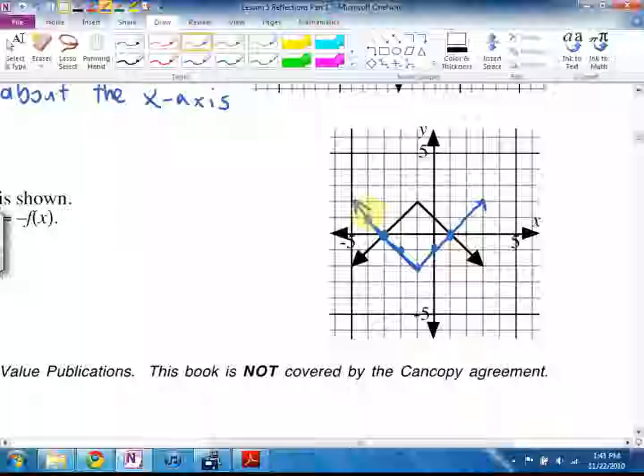Or if you want to think of it this way, Justin, the x-axis is where you folded the paper in half and creased it, and that caused the top half to go onto the bottom, and the bottom half to go onto the top. Does that make sense? Kind of weird to think that way.